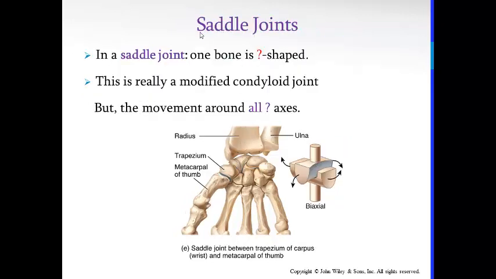And our saddle joints, okay, if you remember what a saddle looks like, the bone is pretty much saddle shaped. Usually this is a more glorified condyloid joint, but it is able to move in at least two axes.